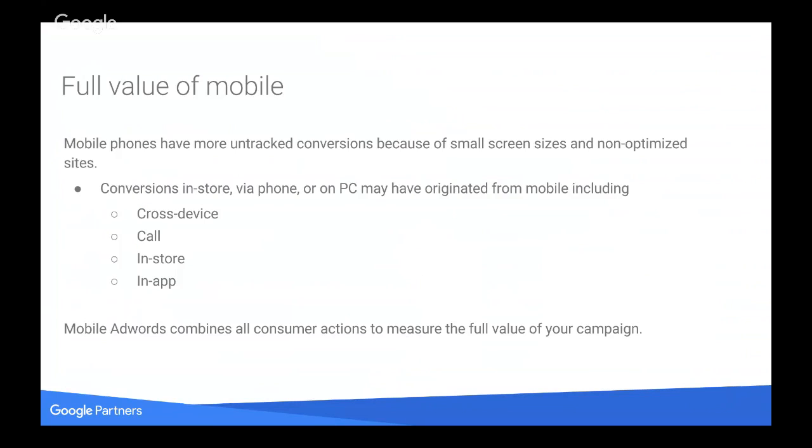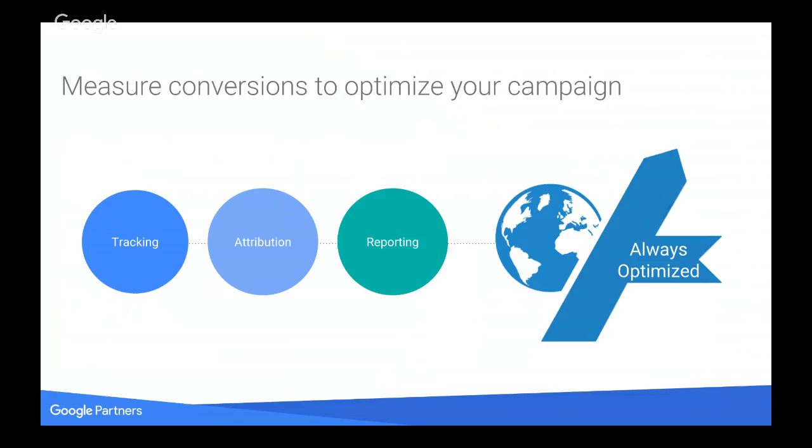A lot of common conversion actions that are missed out here could be cross-device conversions, call conversions. For example, when someone sees your ad, clicks on it, and eventually tries to call your business. Now, this could be a conversion action that's not being accounted for, as well as in-store or in-app conversions. And this is when measuring your conversions to optimize your campaigns really comes into play. So the main steps here would be to track this correctly, then to attribute it to the right sources, and then to report it in such a way that you can take advantage of these reports and understand where your traffic is coming in and what sort of users are making conversions on your devices.